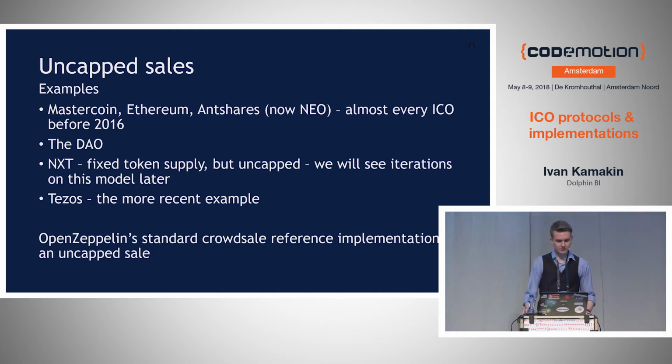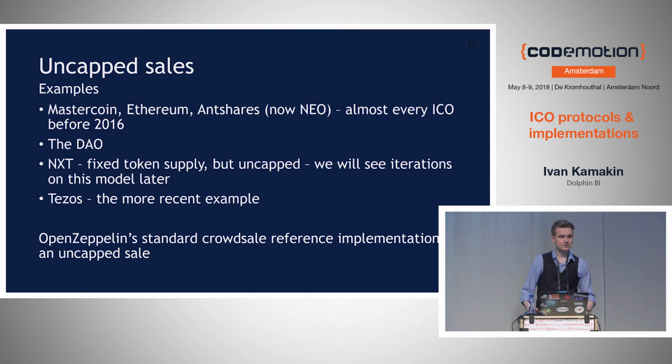For some examples, pretty much every sale before 2016, when Ethereum first became workable, is an uncapped sale, because that's the only thing you can do in Bitcoin. Some of the interesting examples are DAO and Tezos. These are examples of why you don't have to do an uncapped sale, because in case of failure, there is no upper limit for how much money is lost. DAO was hacked for 50 million, and Tezos got 400 million locked up due to some founder dispute.